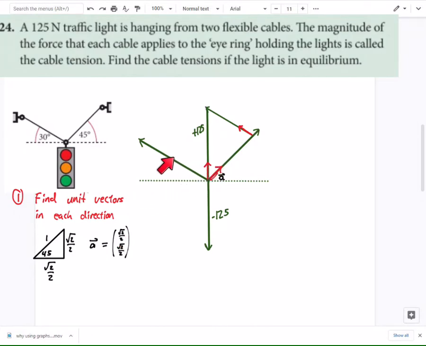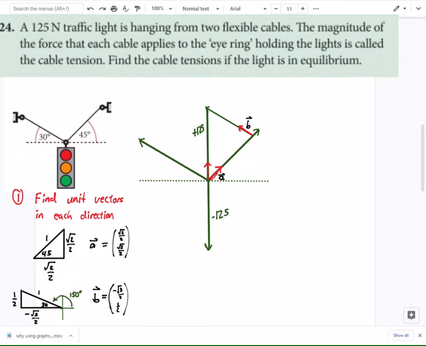For the B vector, notice it's going in the opposite direction, so we're going to look at that not as a 30-degree angle, but rather as a 150-degree angle. The reference triangle is 30, 60, 90. And there we can get the B components: negative square root of 3 over 2 for the side to side, and up 1 half.